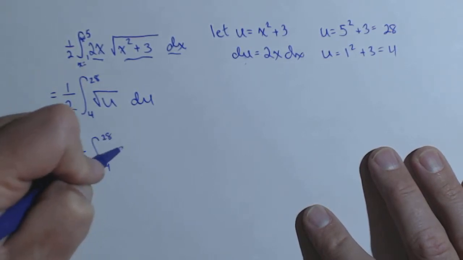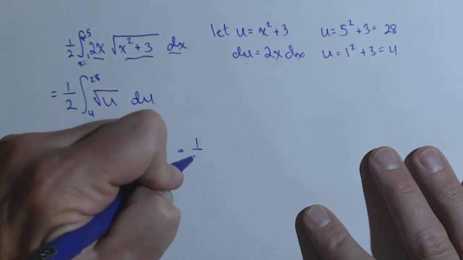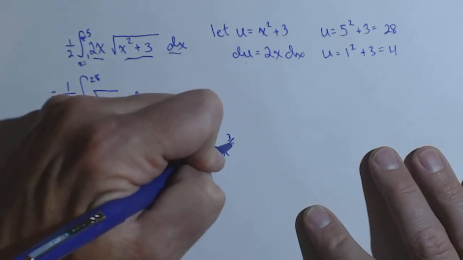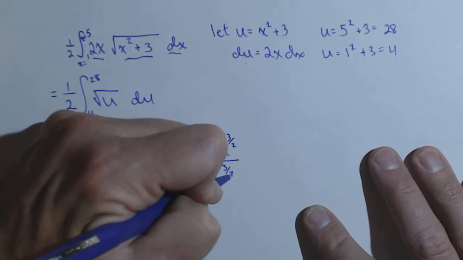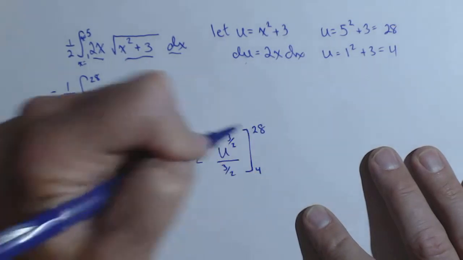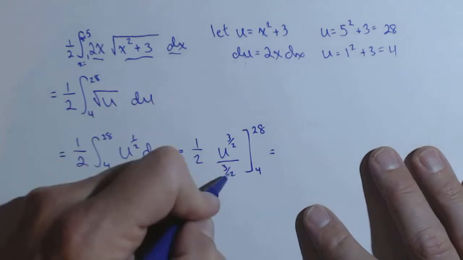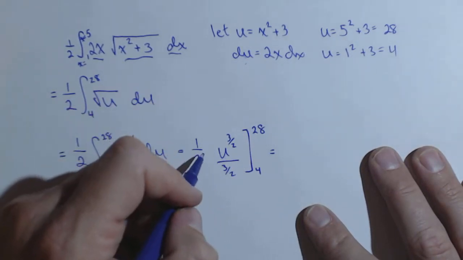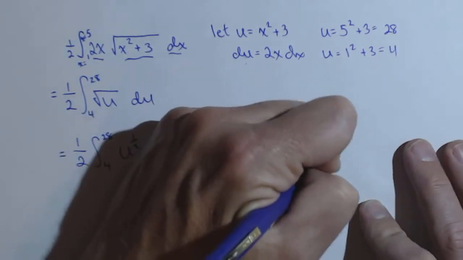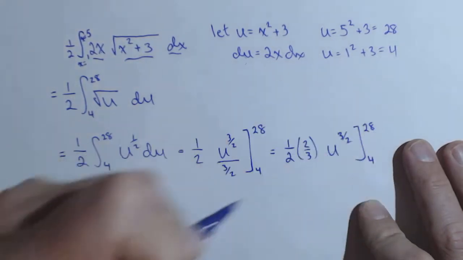Now, square root of u, probably first thing we'll do is rewrite it as u to the 1/2. And so we have 1/2. First thing you do is increase the exponent by 1, so 3/2, and then divide by the new exponent. And we have not put in our limits yet, so 4 to 28. Let's do a little bit of simplifying, and then we'll worry about the limits. So dividing by 3/2 is the same thing as multiplying by 2/3, so I have 1/2 times 2/3 times u to the 3/2, again from 4 to 28.